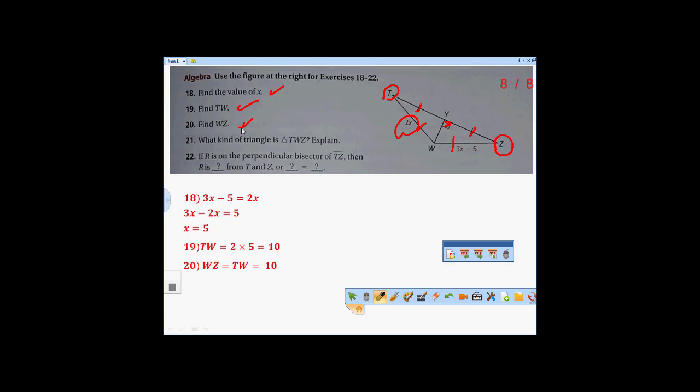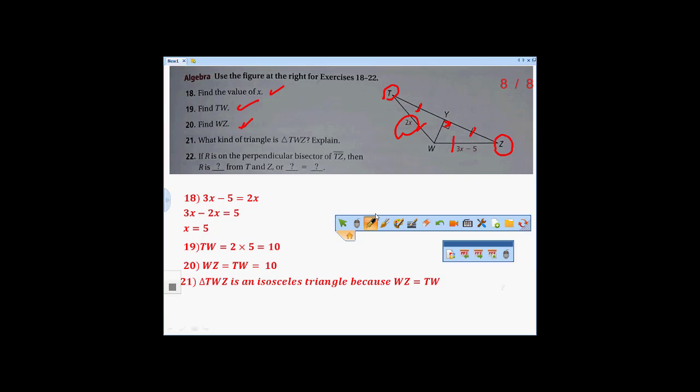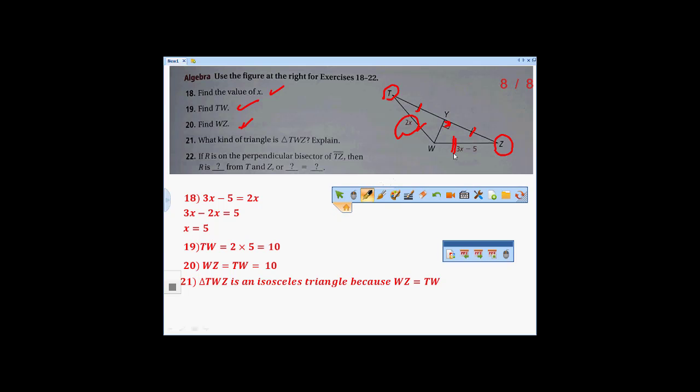What is the kind of triangle TWZ? The kind of this triangle is an isosceles triangle, because the length of this side is equal to the length of this side. So this triangle is isosceles because WZ is equal to WT.